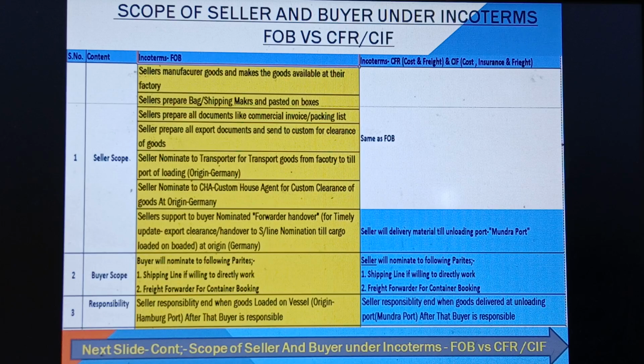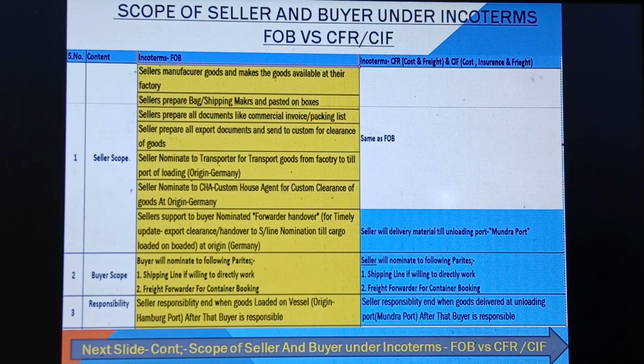In this case, the seller supports the buyer-nominated freight forwarder, because the forwarder does the container booking. So in FOB, the seller supports the buyer-nominated freight forwarder with timely updates, from export clearance, handover to the shipping line, till cargo is loaded on board at origin Germany. And then the buyer scope, and the same in CFR and CIF.